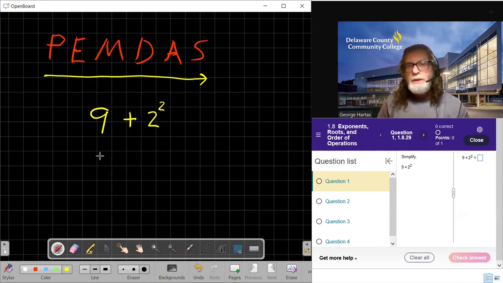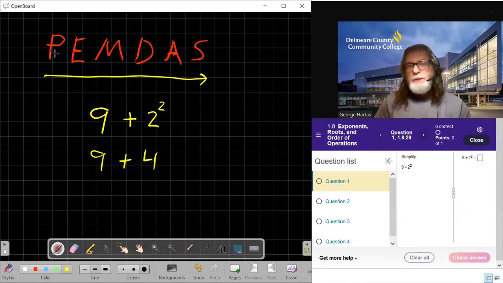So what you're going to do is take the 9, bring it down, and then you have to simplify this. Well, 2 to the second power is the same as 2 times 2. Now, remember, this is a review real quick. We're not multiplying these two. What we're saying is this is the base, and this tells us how many times the base is multiplied by itself. So 2 times 2 is 4. So this part simplifies to 4.